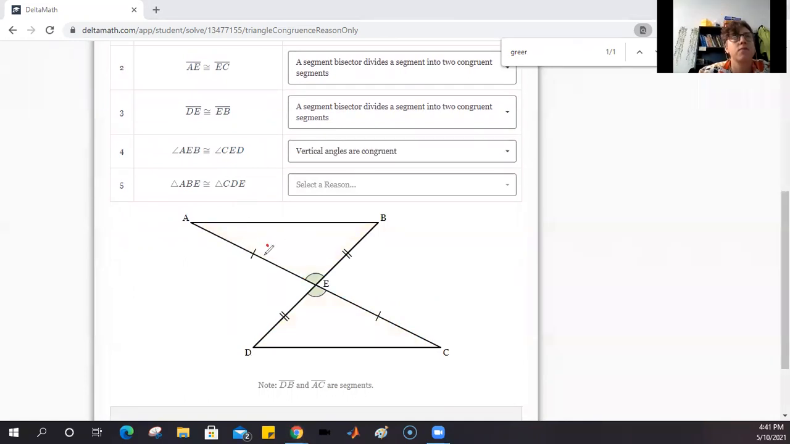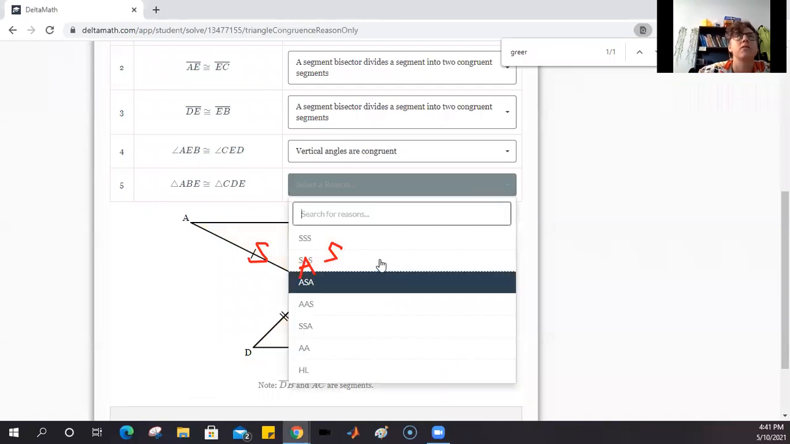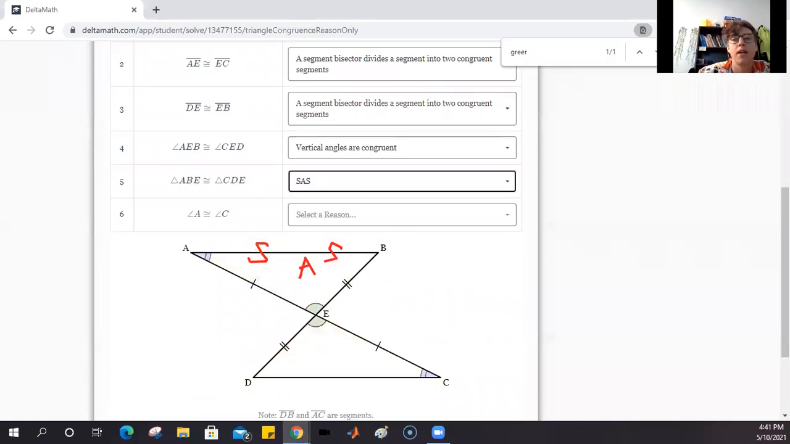Well, let's mark what we have. We got a side and an angle and a side. So these are some sassy triangles. Sassy, sassy triangles.